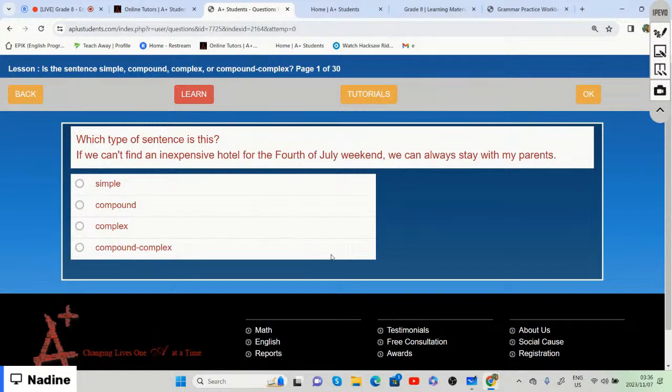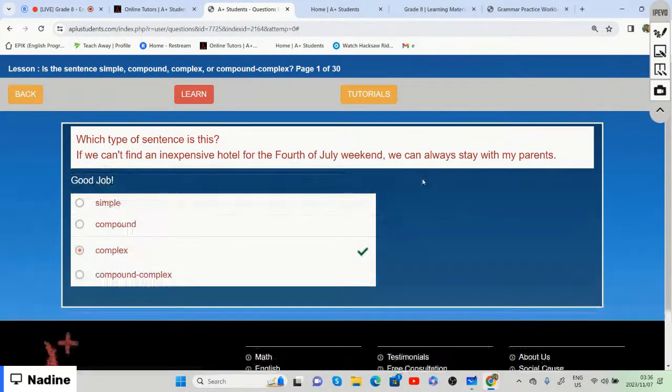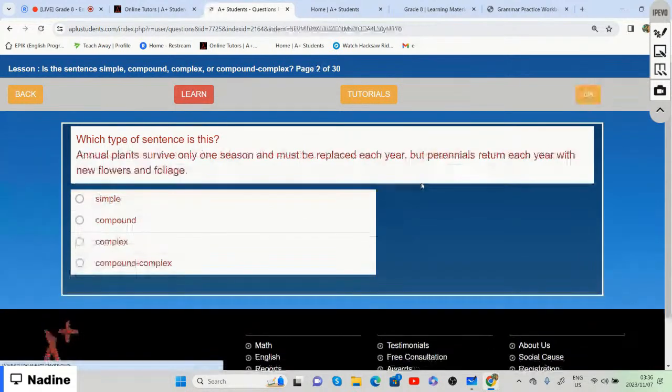So if we can't find any inexpensive hotel for the 4th of July weekend, we can always stay with my parents. So I think this is a complex sentence. It's not simple and it's not a compound. And a complex sentence is correct.